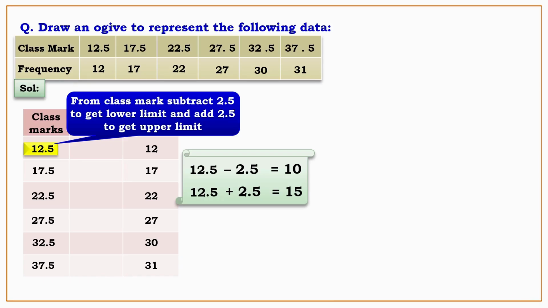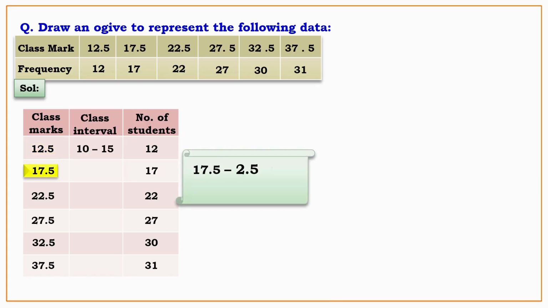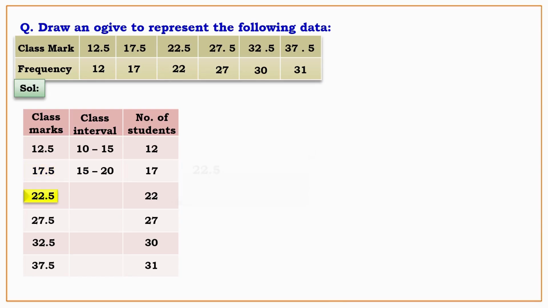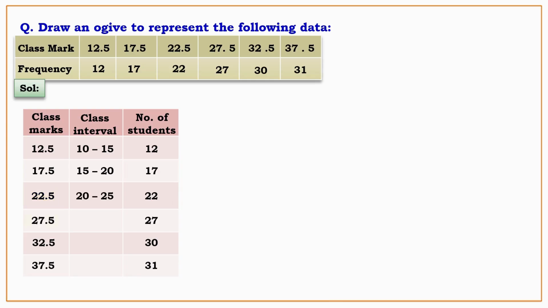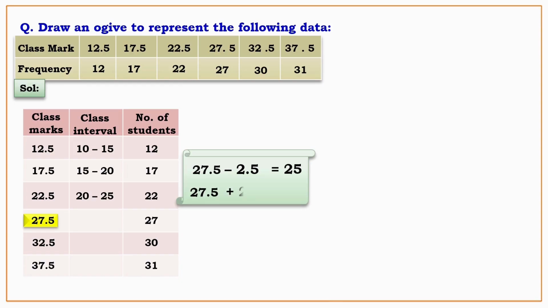So if you take a look, we know that class mark is lower limit plus upper limit by 2. So in this case 10 plus 15 by 2, that is 25 by 2, gives you 12.5. So you can also cross verify. Now in this way we fill up all the upper limit and lower limit. I'm just showing you the steps. I hope it is self-explanatory. It's very easy to understand.